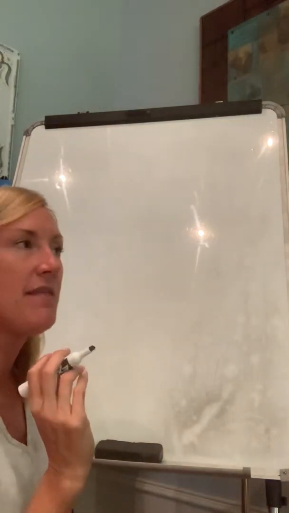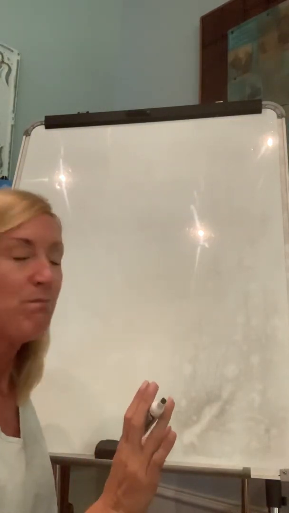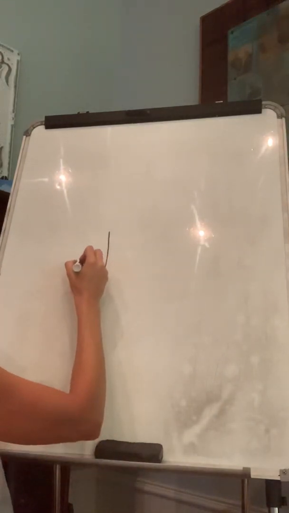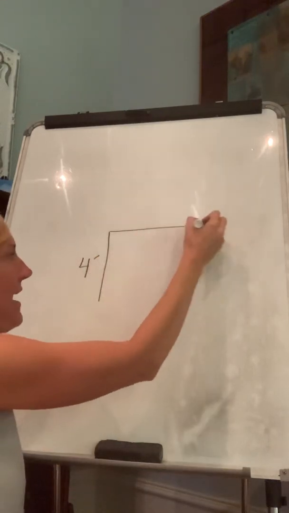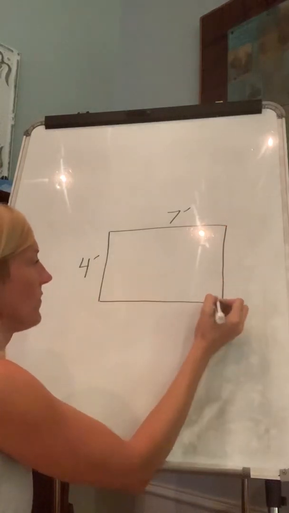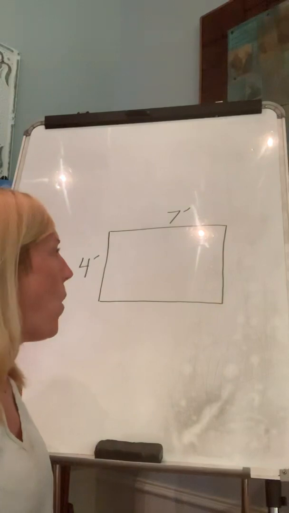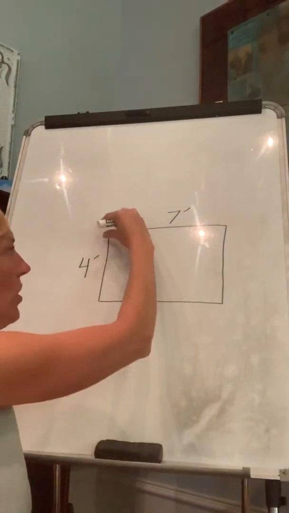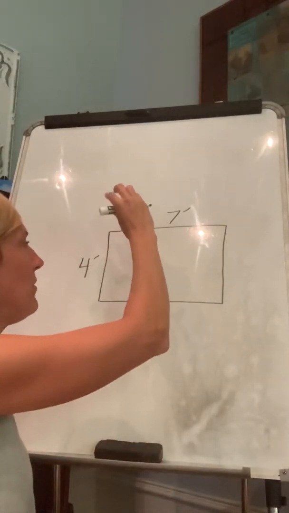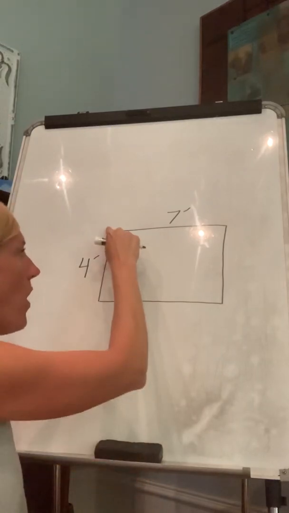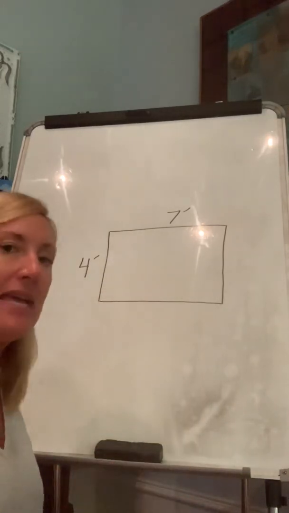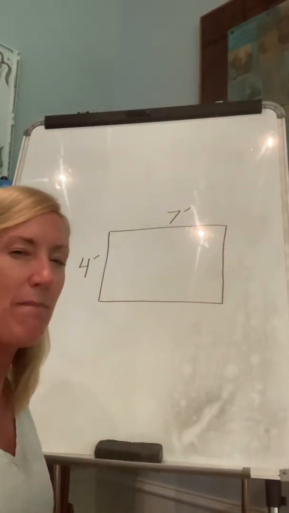So let's say that we have a room, and our room is 4 feet by 7 feet. And in that room, we would like to put up a border along the top of the walls that's going to have flowers and bumblebees. It's a really pretty border, but it's just going to go on the walls, not on the whole floor or the ceiling, just on the walls. How many feet of the border should we buy?